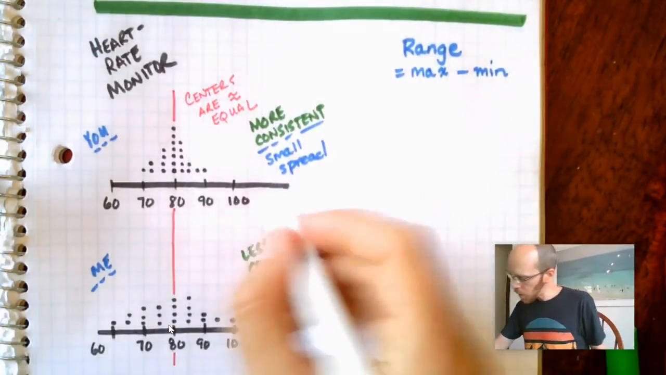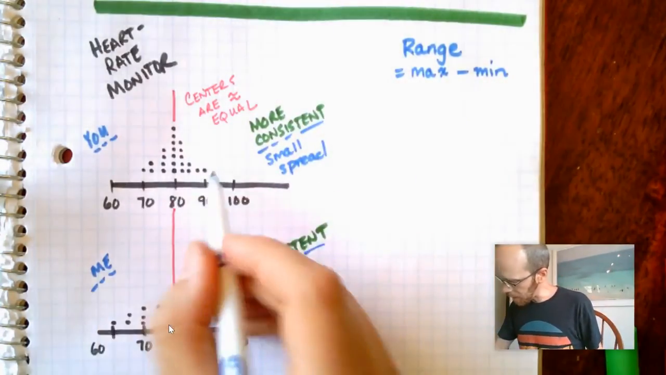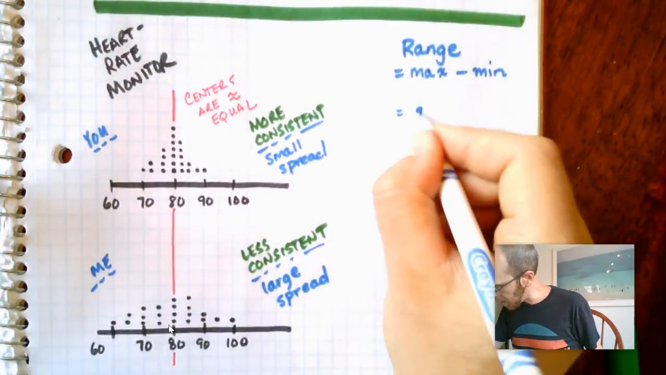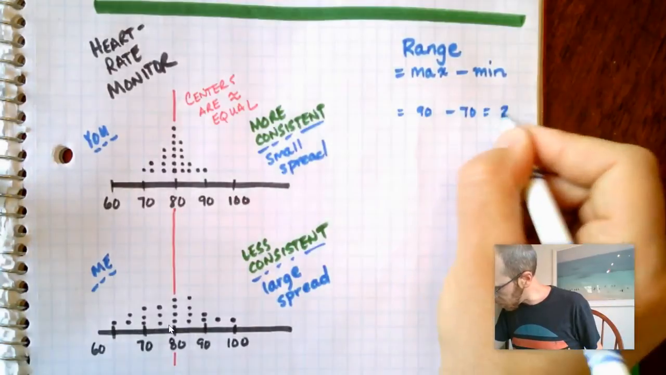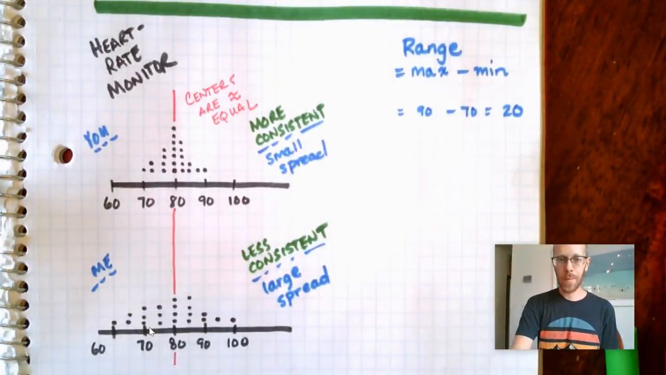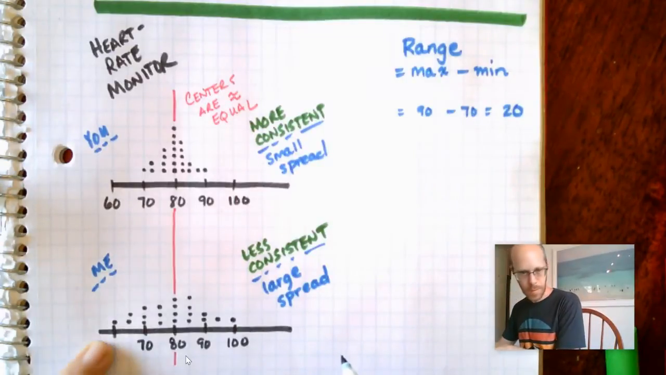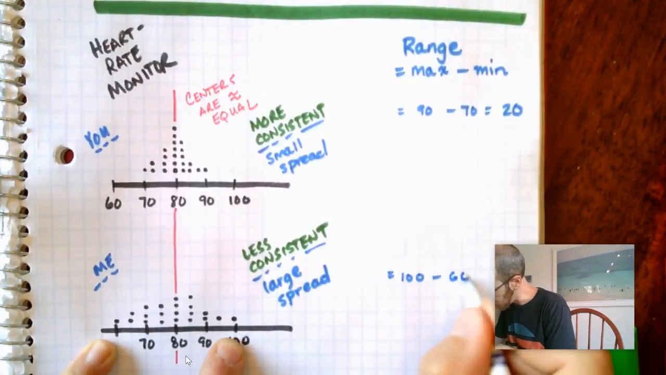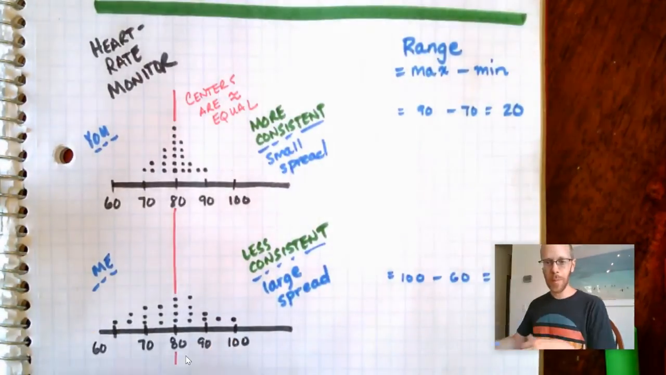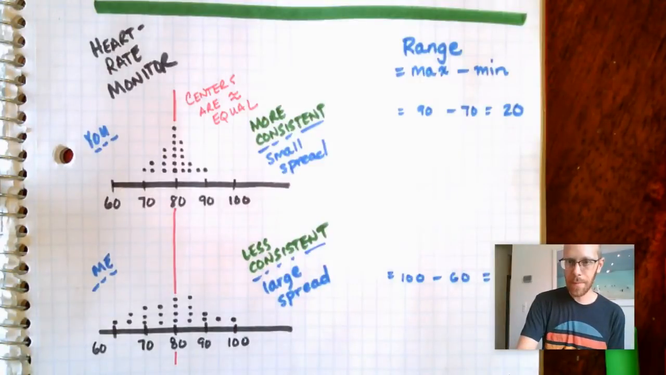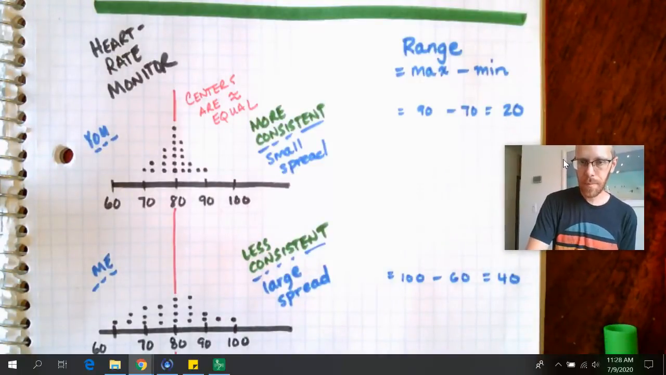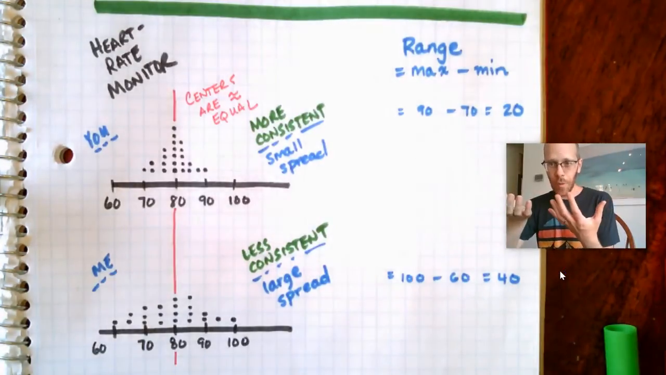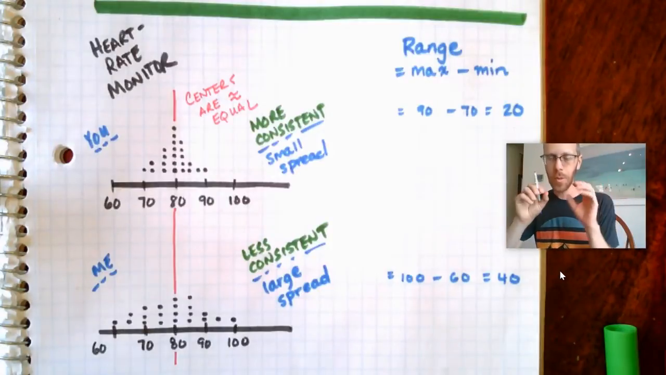And of course, you know that the range is just the maximum of a data set minus the minimum. So in the case of your data, I would say that the maximum is 90, the minimum is 70. So your range would be 90 minus 70 equals 20 beats per minute. Whereas mine would be, let's see, I go from 60 to 100. So mine would be 100 minus 60 is 40 beats per minute. Oh, you can't see my 40, hang on. And that does show that I have a larger spread than you do.